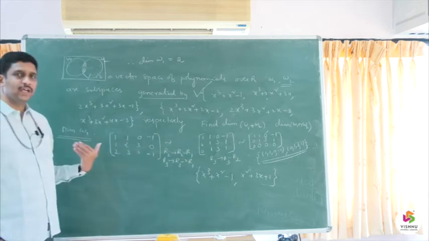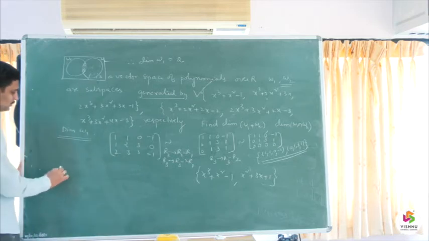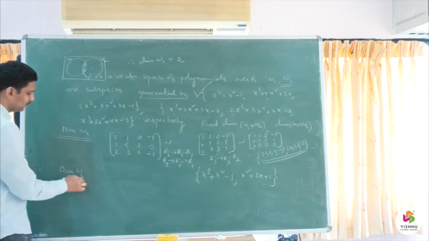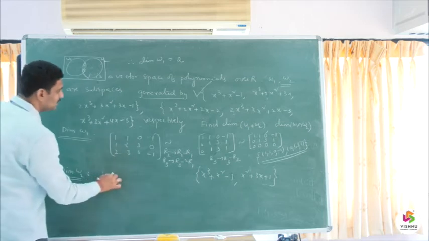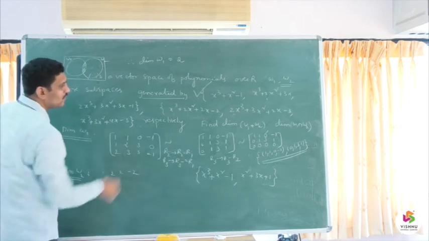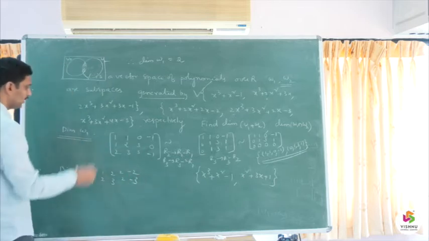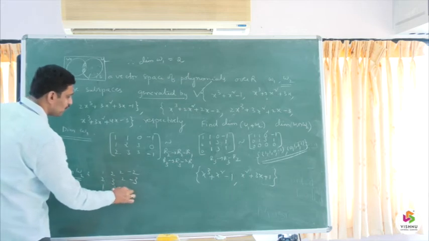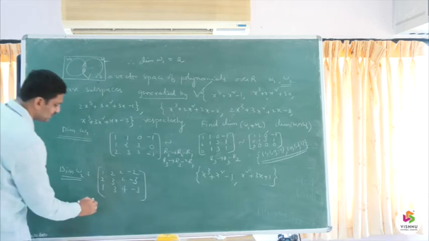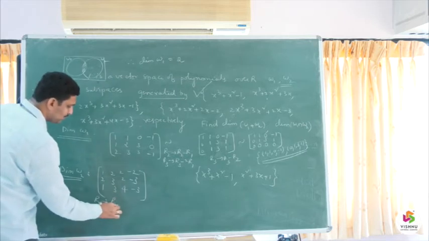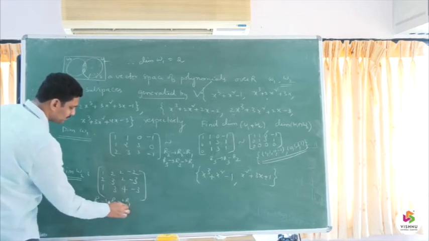In the same way, we will find the basis and dimension for W2 as well. How do we proceed with the dimension of W2? If you write the coefficients, here you have 1, 2, 2, minus 2. From the second polynomial you have 2, 3, 2, minus 3. And from the third polynomial, 1, 3, 4, minus 3. I will apply the row operations as well: R2 tends to R2 minus 2 R1 and R3 tends to R3 minus R1.